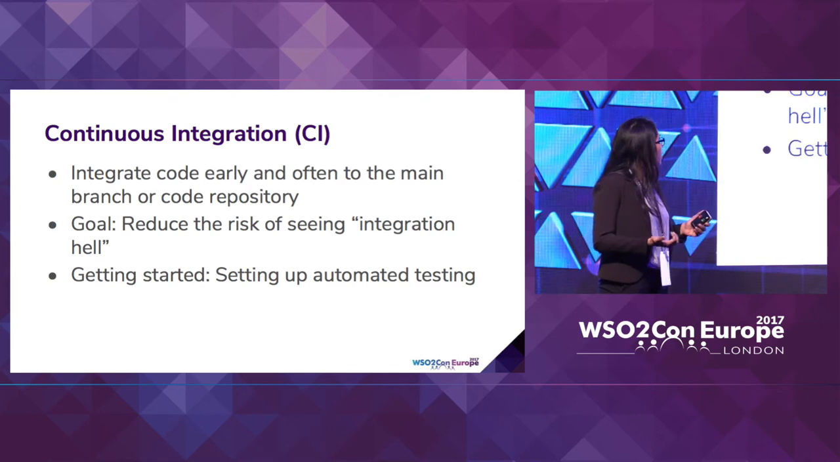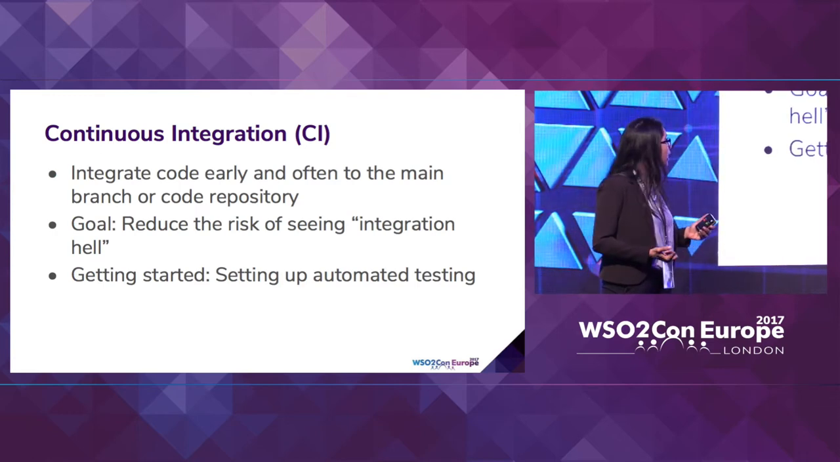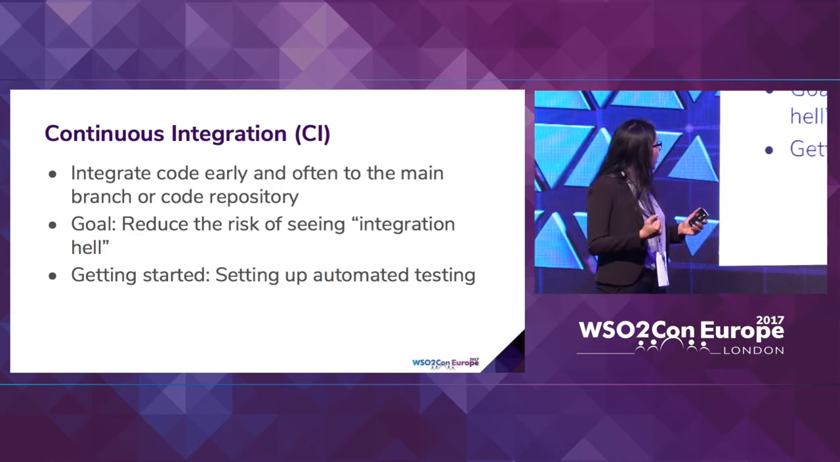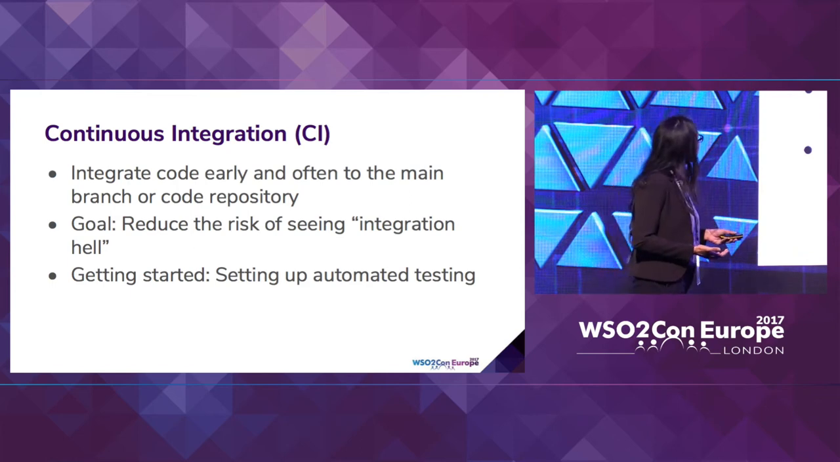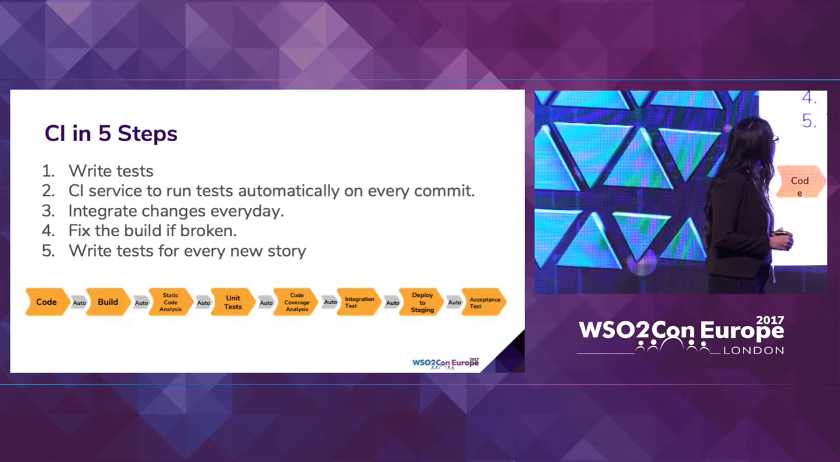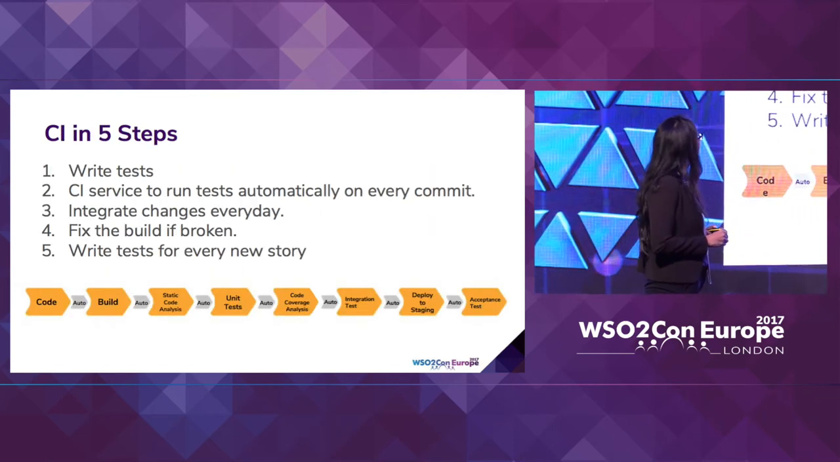So this is why continuous integration is beneficial, because you find the bugs fast, you're able to fix them fast, and then do things right. So to get started, you need to have automated testing in place. So CI in five steps, apart from committing code frequently. We'll take a look at the five steps.